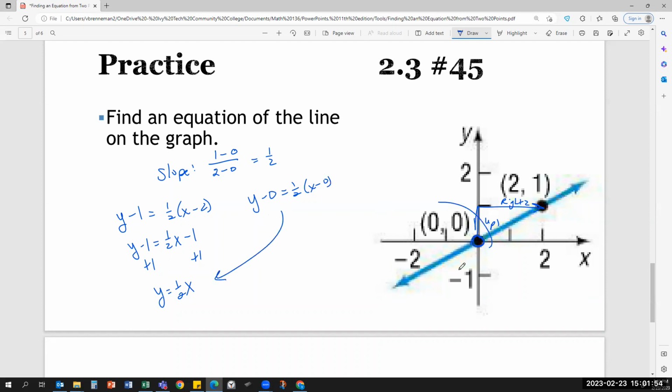Or you could recognize this is the y-intercept, so we can plug into y equals mx plus b, y equals 1/2 x plus 0, or again, just y equals 1/2 x. So lots of different thought processes depending what you remember and where your mind goes on that to eventually get to the y equals 1/2 x.